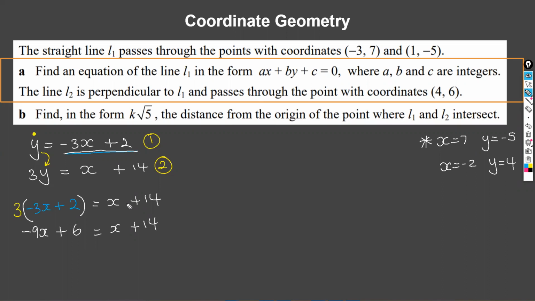So when we throw all the x's on one side, throw across positive x, you get minus x. And positive 6, you get minus 6. So I think I'm getting minus 10x here. And what am I getting here? Did I do something wrong here? 14 minus 6 is how much?